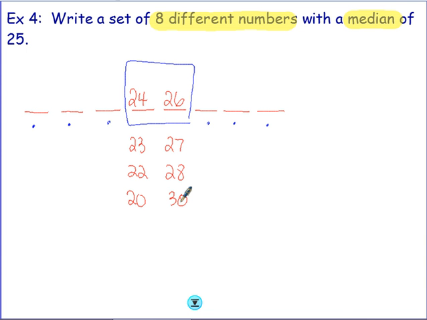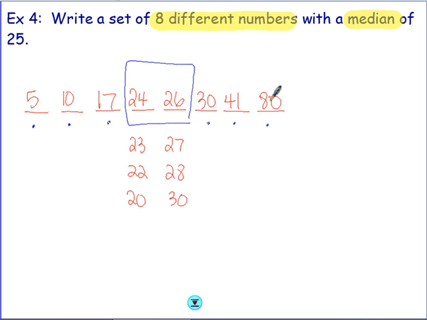Once you set those 2 middle numbers, all you have to realize when you're making your other 6 is that the numbers on the left over here have to be lower than the number in the box. And these numbers over here on the right have to be higher than the number in the box. So if I go with 24, as long as I put 3 numbers there that are lower than 24, I'm good to go. 5, 10, and 17. On this side, I'm just needing 3 numbers that are higher than 26. 30, 41, and 80.